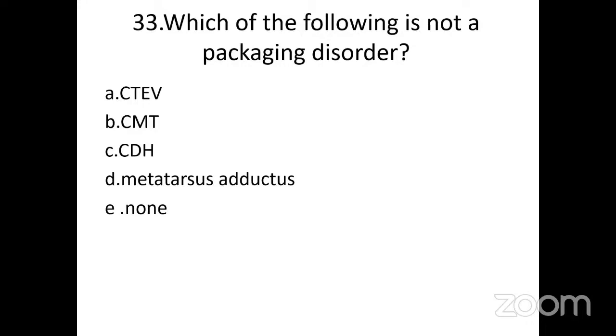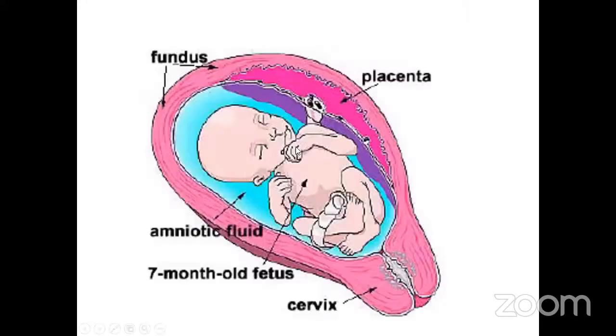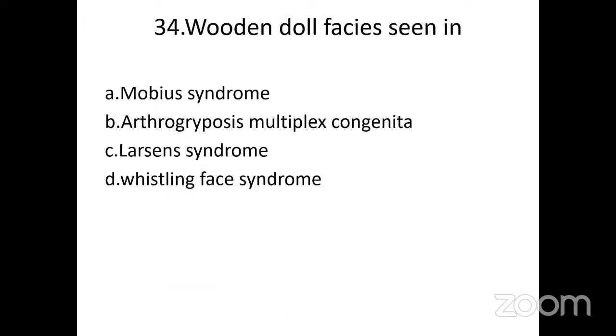They are called CTEV, or congenital talipes equinovarus, or clubfoot, then congenital metatarsus adductus, then congenital dislocation of the hip joint. So the answer is actually none. So here you can see that in utero, there is not enough room for the child to move around, and we'll get all the packaging disorders.